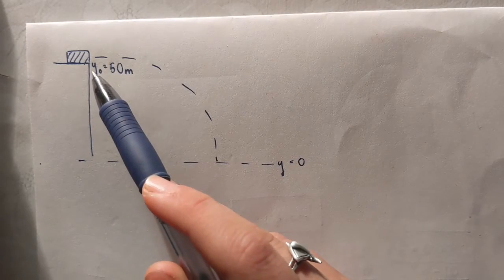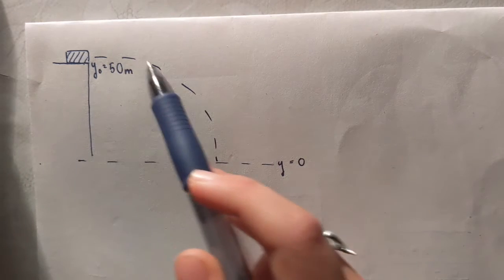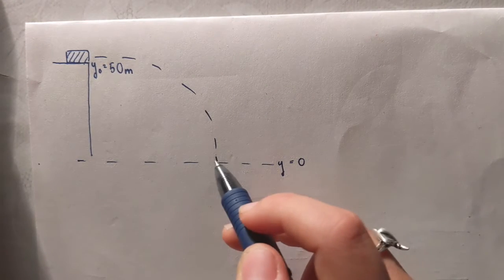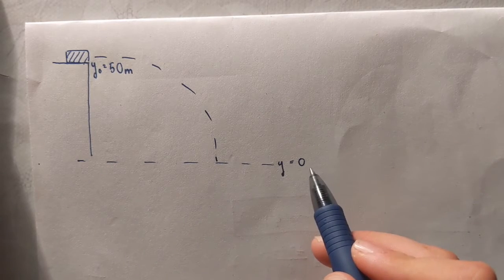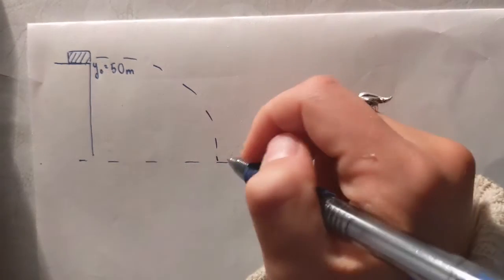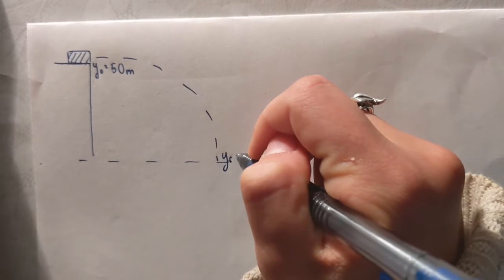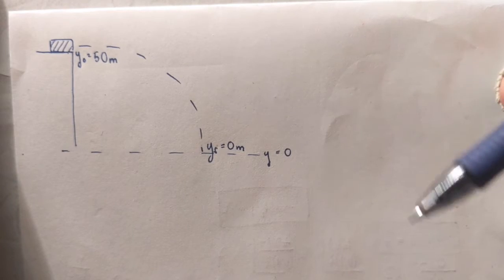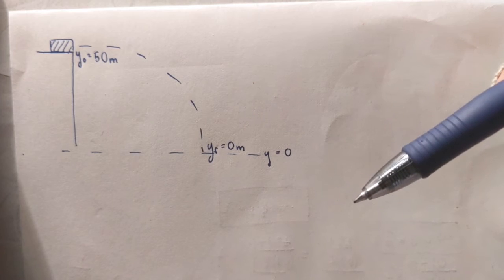If this is my starting height, what's my final height? Well, the car ends up falling to the ground. So the car ends up getting to the ground, and we said the ground is 0. So the final height, y final, is also equal to 0 meters.